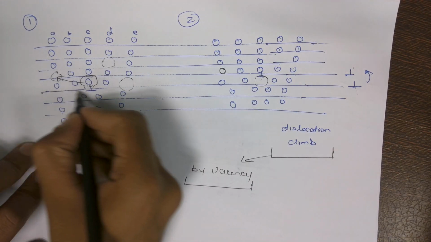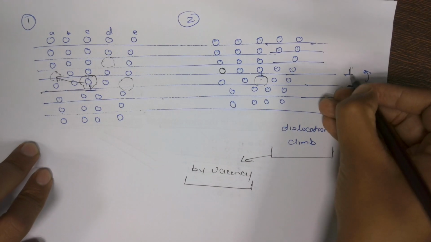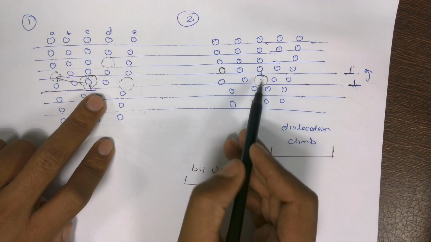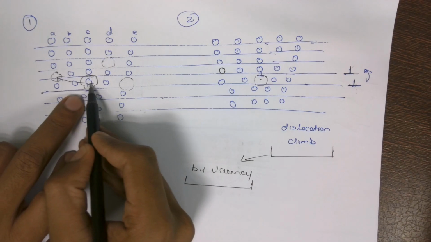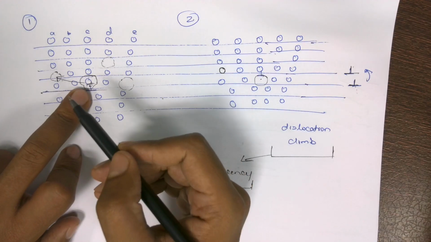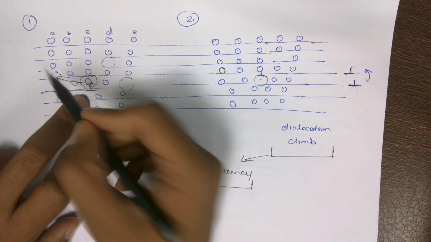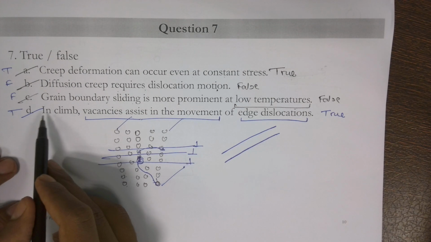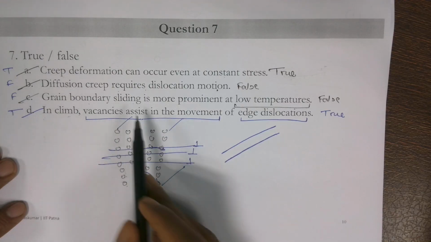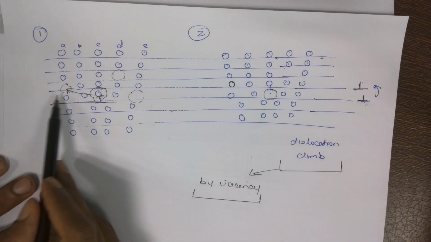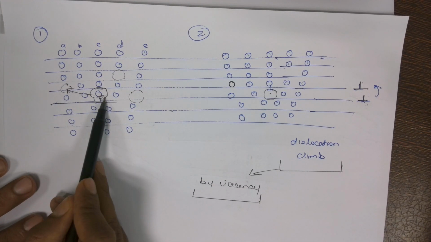So my initial dislocation, which was over here, has climbed to over here. In order for the dislocation to climb, it should lose these particular atoms, the array of atoms. These atoms are going where they should go, to the vacant site. Okay, so this is what has happened. So now let's see the question. In climb, vacancy assists in the movement of the edge dislocation, which is true, right?